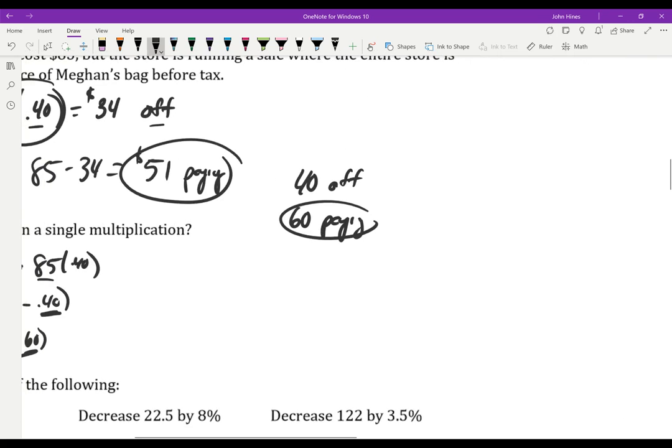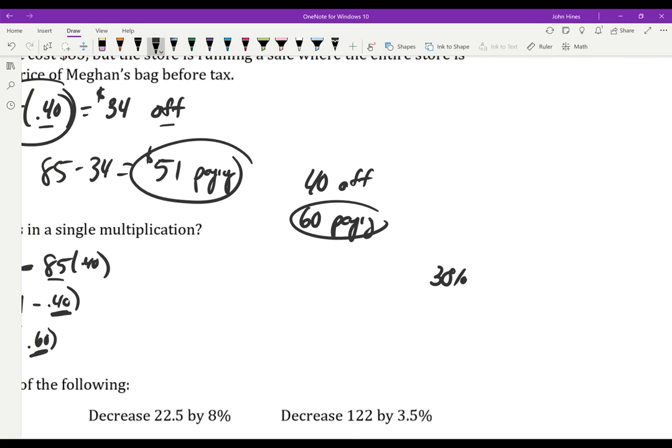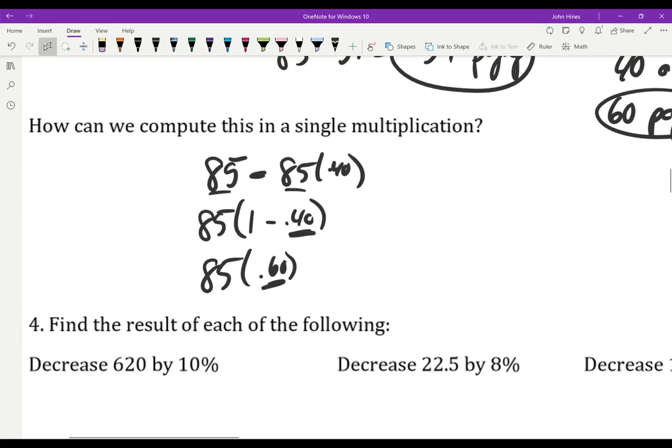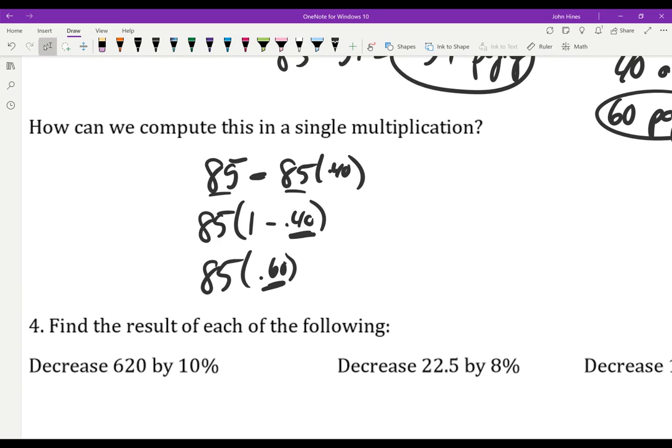So let's just do a quick thing here. If I was getting 30% off, what are you paying? Well, 1 minus 0.30 is you're paying 70%. If I was getting 5% off, what's your multiplier actually? Well, 1 minus 0.05, that means you're paying 95%. So you never just use that decimal to do it in a single multiplication step. You either do 1 plus or you do 1 minus the rate. You do 1 minus that decimal there.